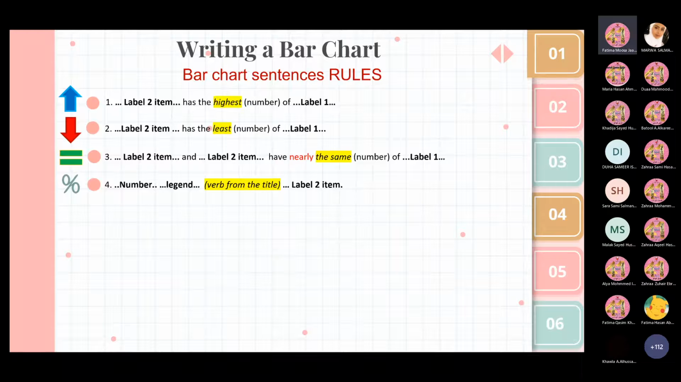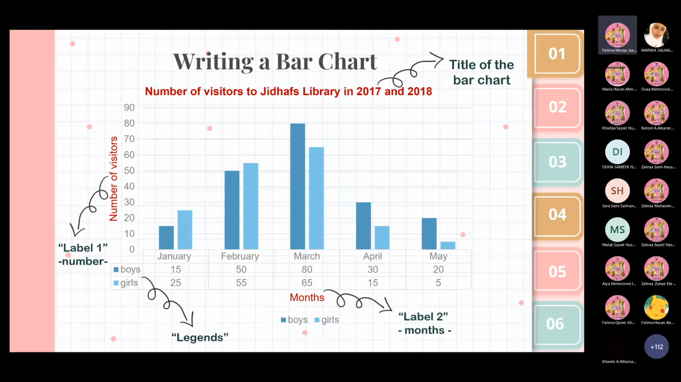Okay, and the fourth sentence is about percentage, but we don't have percentage here, so we will write number, and then the legends, here we have girls or boys, and the verb from the title. The verb from the title here will be visit, and label two items, which is the month. Who will say the sentence? Raise your hand, or you can write in the chat.